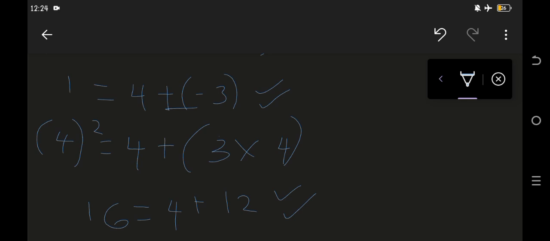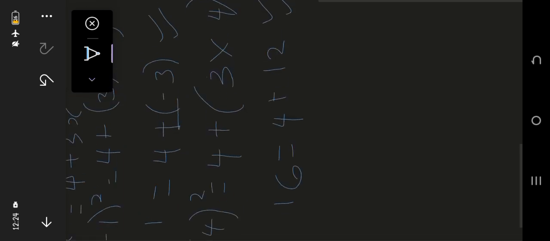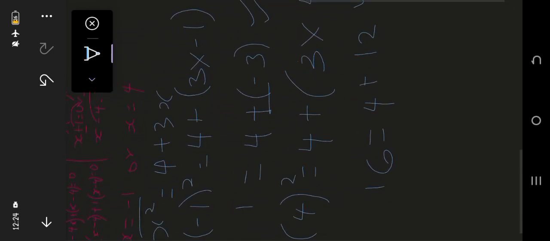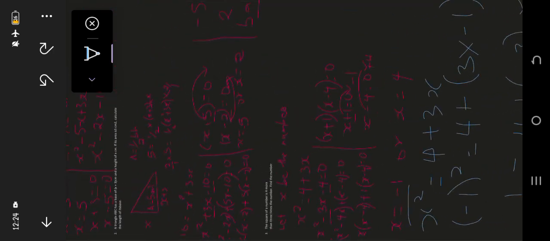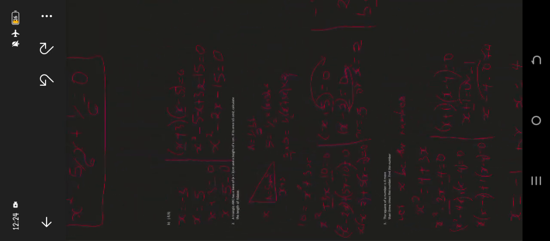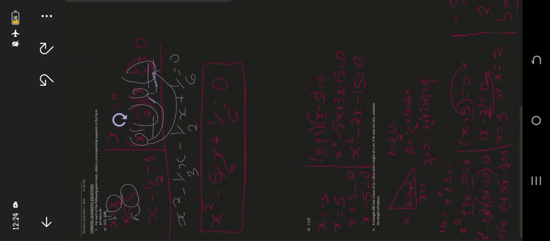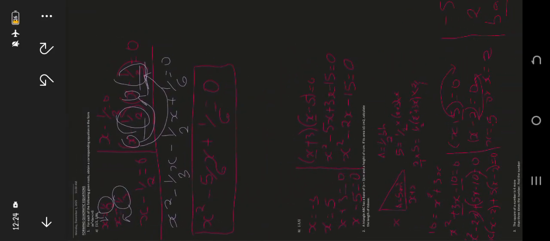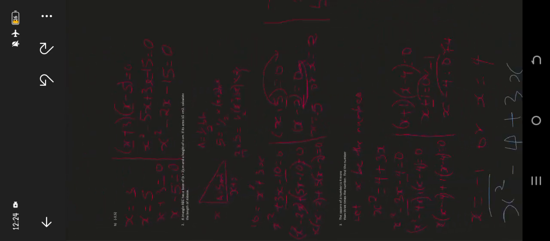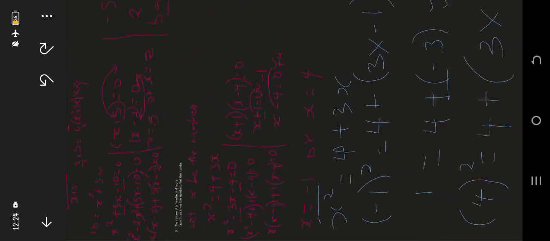So today, this is what we have done. We have looked at forming quadratic equations given different situations. This is what we have. You can pause and screenshot anything that you need.